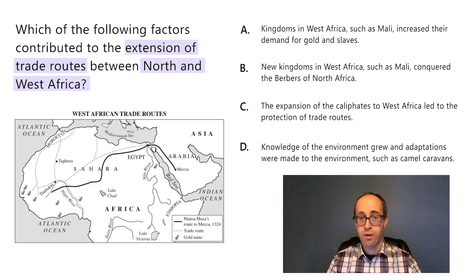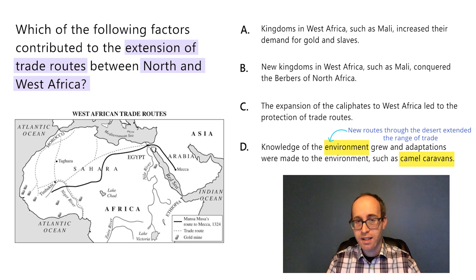Now, the relevant historical knowledge that you needed for this one was this. Merchants used camel caravans and established routes through the desert. These two factors allowed them to travel longer distances, and when they could travel longer distances, the trade routes were enhanced. The answer choice that discusses these factors is choice D, so D was correct. You could pick it and move on.